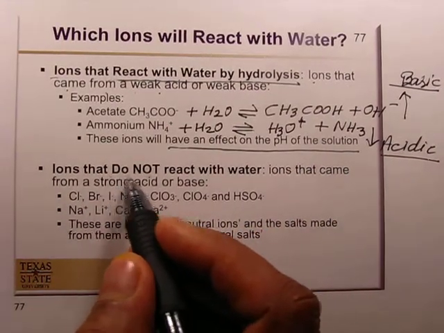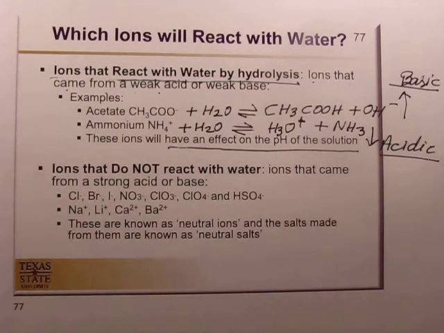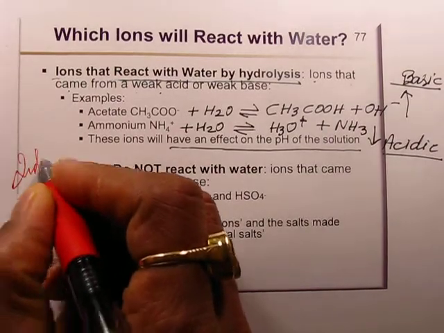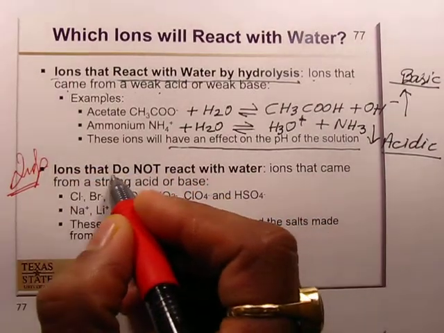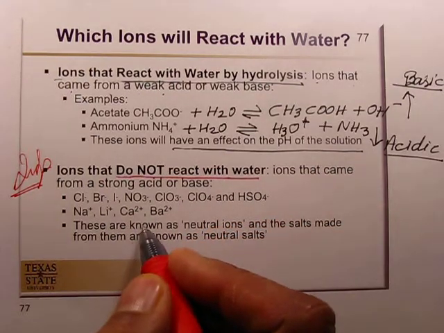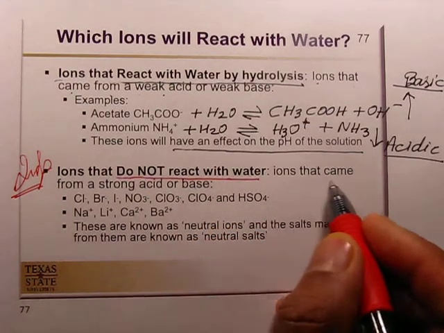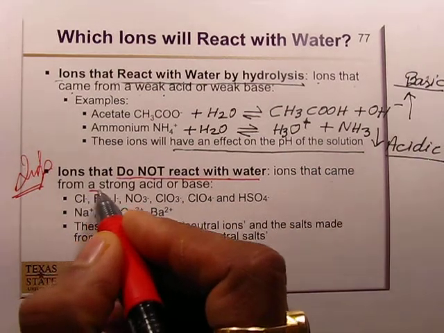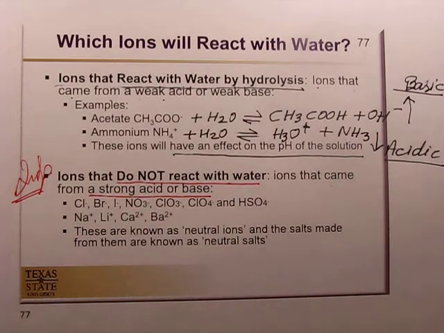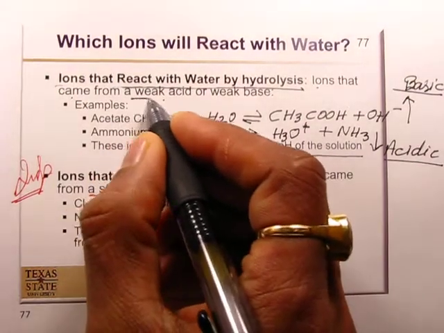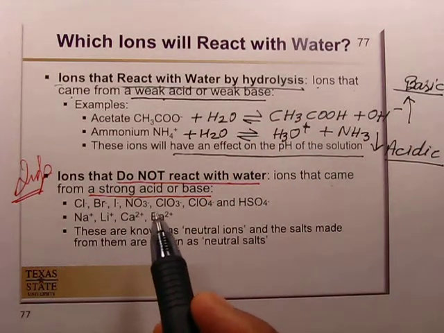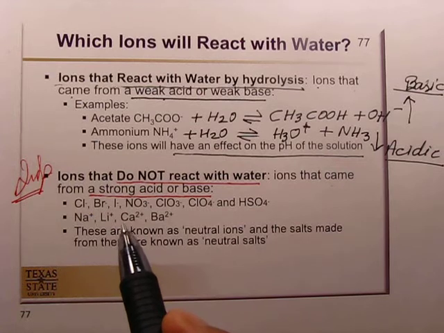Ions that do not react with the water. This is the important part here. You have to emphasize what type of ions do not react with the water. Ions that come from strong base and acid. So weak acid and weak base ions can react with the water, but the ions coming from strong acid and strong base do not react with the water.